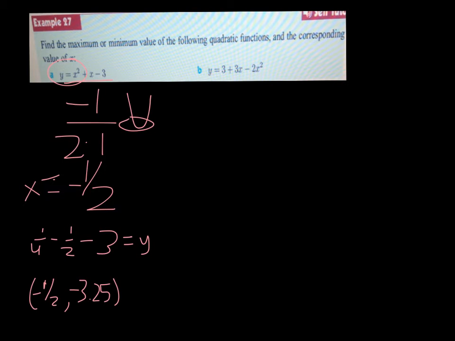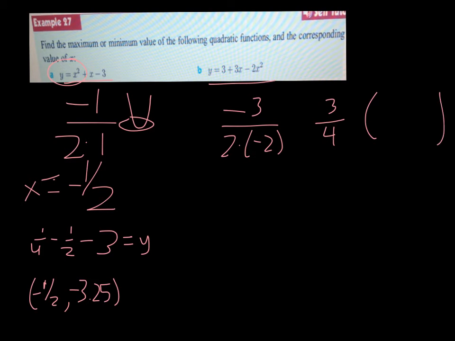Alright, next we look at this one. Let's try the same thing. Negative b divided by 2a. So in this case, there's a little bit of math here. We have two negatives. They're going to cancel, leaving us with positive 3/4. So over here, 3/4. Take that 3/4 and plug it back in. And this is not going to be that pretty, but let's try it.